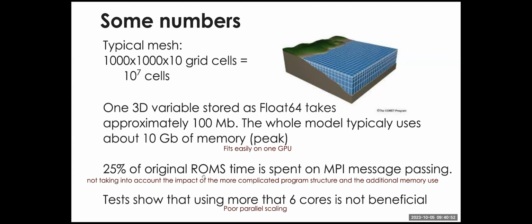Also, so you have some context, in the original ROMS, that is MPI, 25% of the time was spent only on MPI message passing. And this doesn't even take into account that the code that uses MPI is more complicated. So some things are also slower because of the additional complication. And yeah, our tests show that in a typical run of ROMS, running it on more than 6 cores is not really beneficial. So it has poor scaling in terms of parallelism.